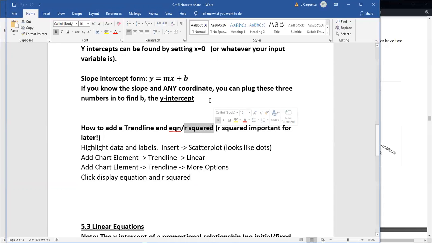So you highlight your data and your labels, you insert your scatter plot. I mean, that's literally what I was just talking about for making the graph. And scatter plot is what will make it look like dots. Then you go to add chart element, then trend line, then linear.